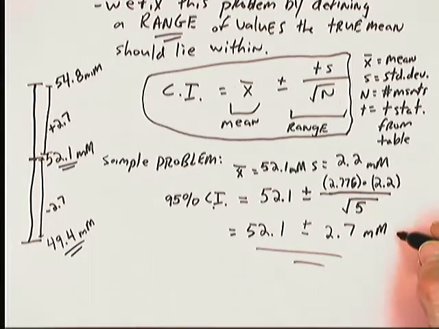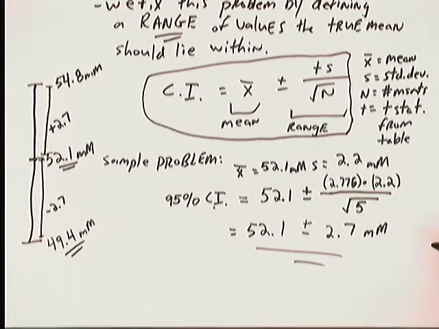So what this basically says is I am 95% sure, or 95% certain, that the true mean, or the true concentration of the sample that I am analyzing, lies between these endpoints. It lies somewhere between 49.4 and 54.8 millimolar. That's where the true concentration should lie, and in the absence of systematic error or something just being wrong with my experiment, my true mean lies in this range. And that's the meaning of my confidence interval.